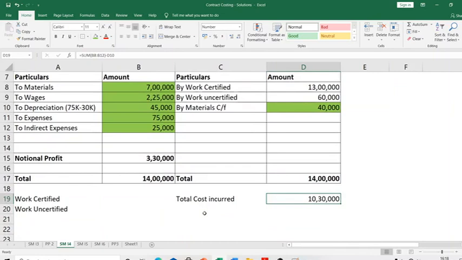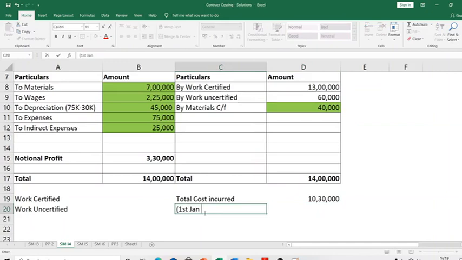See, my question is, this cost, is it for the work done from 1st January to 30th November, or is it also for the work done in the last month? In other words, is this 10,30,000 cost for 1st January to 30th November or 1st January to 31st December? You will definitely tell me this is from 1st Jan to 31st December.